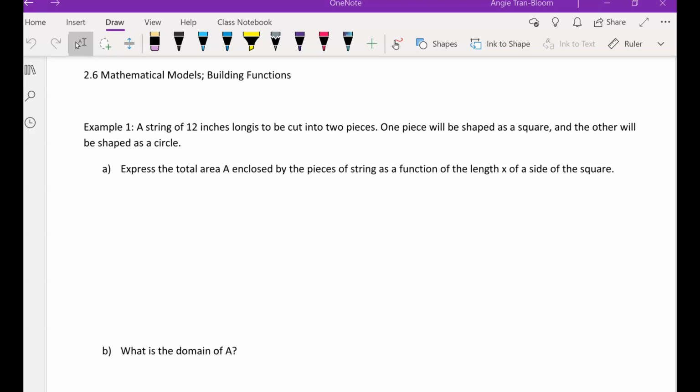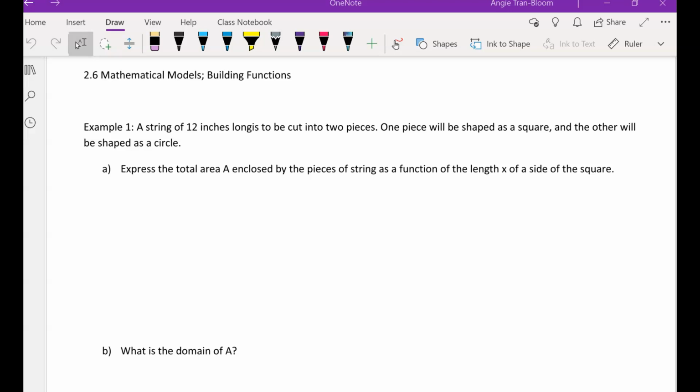So example 1, a string 12 inches long is to be cut into 2 pieces. One piece would be shaped as a square, and the other would be shaped as a circle. Part A, express the total area A enclosed by the pieces of string as a function of the length x.